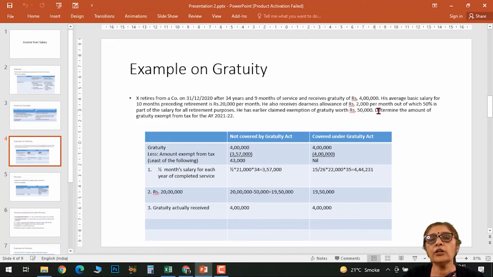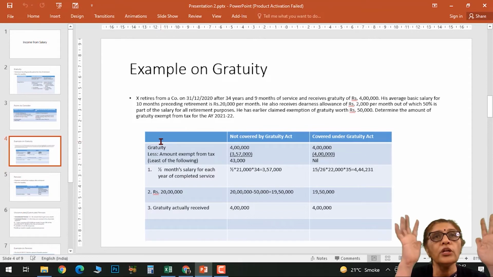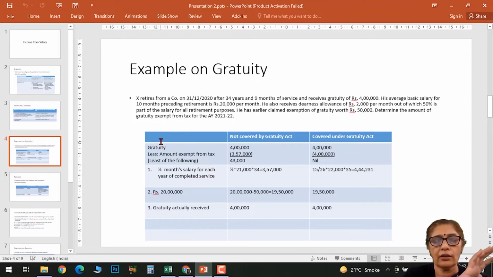You receive DA of 2,000 per month, out of which 50%, let us say, is part of salary for retirement benefit purposes. So we have a case here where 50% will be part of the salary. Taxable DA for computing gross salary will be the full DA. But for exemption purposes, we shall consider only 50% of DA, half of DA.